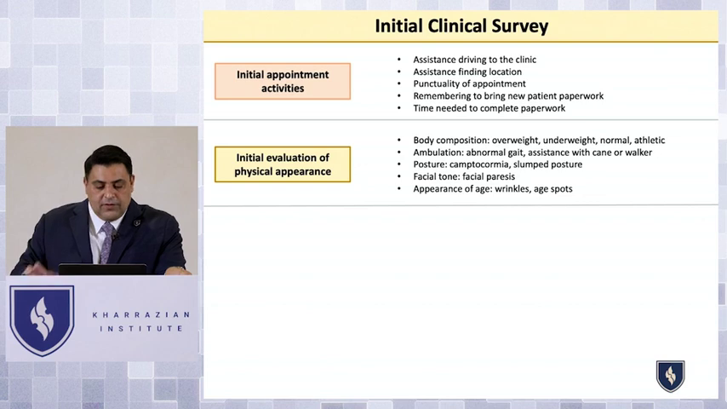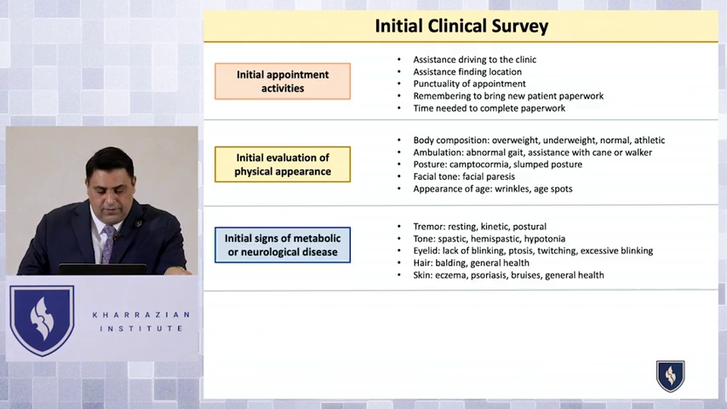Do they have facial tone? Do they have facial weakness or paresis? Do they look really old for their age? Some people come in and they're like 50 and you think they're much, much older because they have significant oxidative stress inflammation throughout their life. So that initial appearance is important for you to figure out what's going on with their overall oxidative stress.